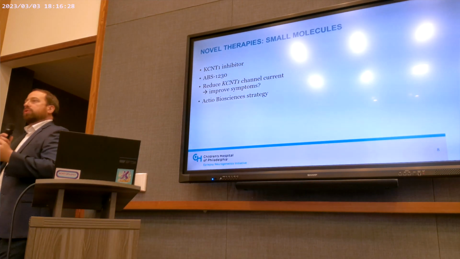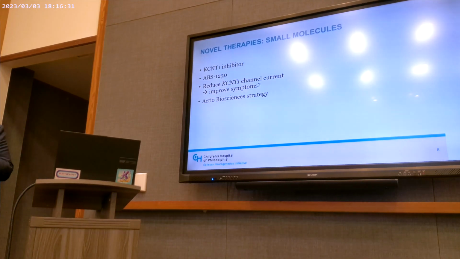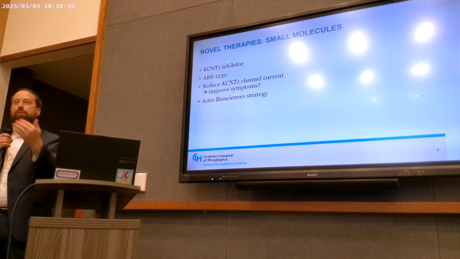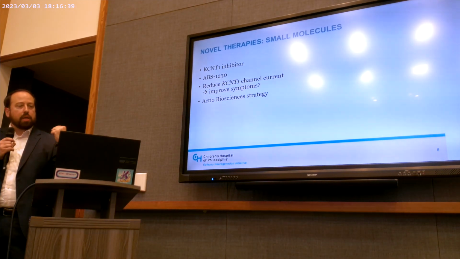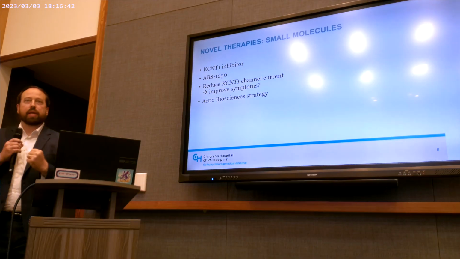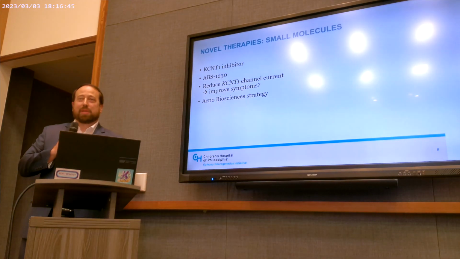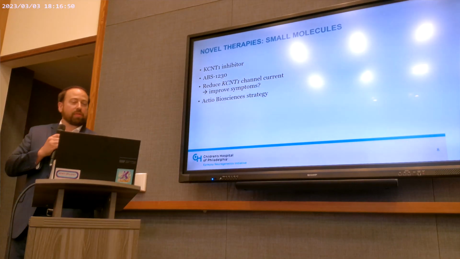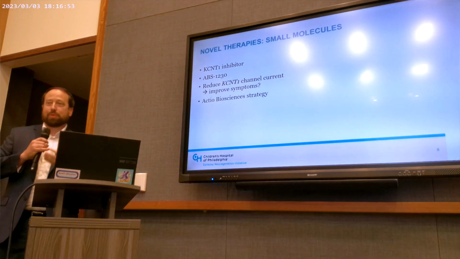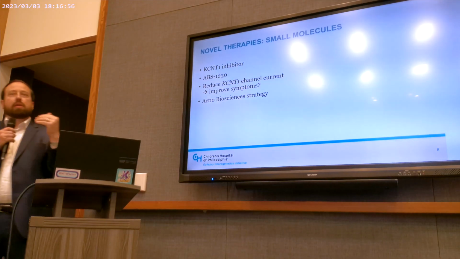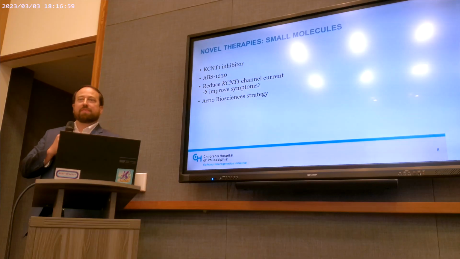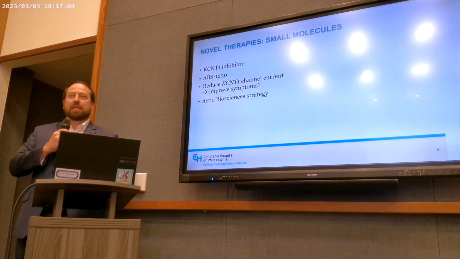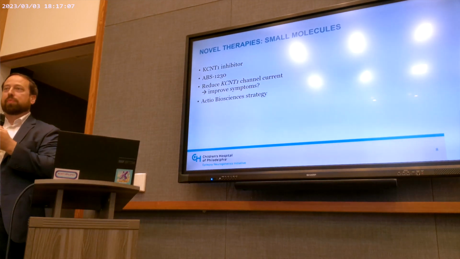So, another approach for KCNT1 novel therapies would be to design new small molecules, new drugs that you can take either orally or through a G-tube that will be more precise, right? Make a potassium channel blocker that works well for KCNT1. This is the approach that UCB has taken, and the approach that Accio has taken, designing novel therapeutic compounds that are more specific for KCNT1 and can block that current, hopefully leading to improvement in symptoms.